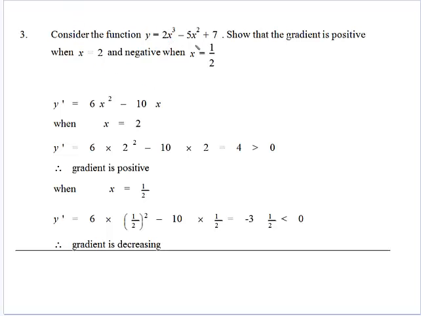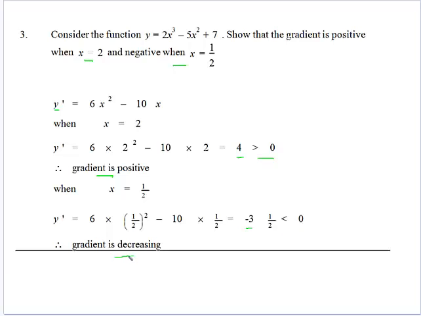So consider this function. A little bit harder, but not too hard. 2x cubed minus 5x squared plus 7. Show the gradient's positive when x is equal to 2 and negative when x is equal to a half. So we get our gradient function. We derive: 2x cubed becomes 6x squared, 5x squared becomes 10x, 7 derives to 0. And at x is equal to 2, we sub it in. We get 4, which is greater than 0, so the gradient's positive. And at x is equal to a half, we get 6 times a half all squared minus 10 times a half, which gives us minus 3.5, which is less than 0, so the gradient's decreasing.